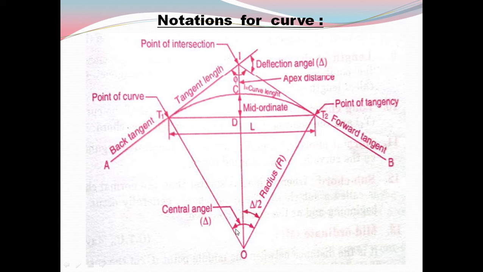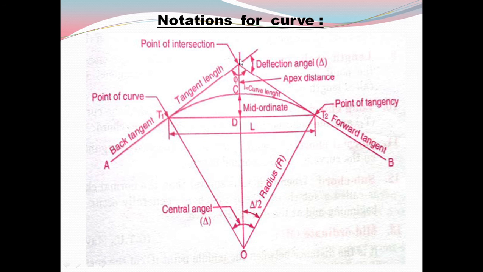Next, central angle. While joining T1, T2 at one point, we will get one center of the curve. This is the center of the curve. So the angle between T1 and T2 is called central angle, delta. While drawing the two tangents, it will deflect, and the external angle is called deflection angle. It is denoted by delta. So deflection angle and central angle are one and the same, that is delta. And this is the intersection angle. It is denoted by phi.